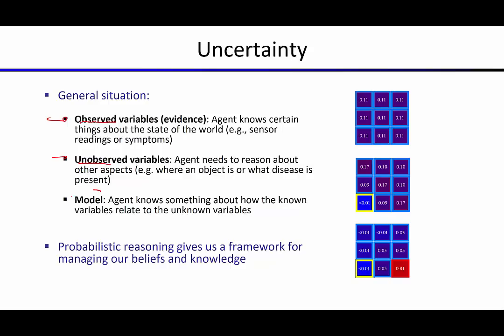Then there's a model, and the model relates the variables to each other. It says, if the unobserved variable takes on this value, then it's likely that the observed variables will take on these and these values. Probabilistic reasoning gives us the mathematical framework to make those inferences, where you go from information that you can read off to probabilistic statements about the unobserved variables.